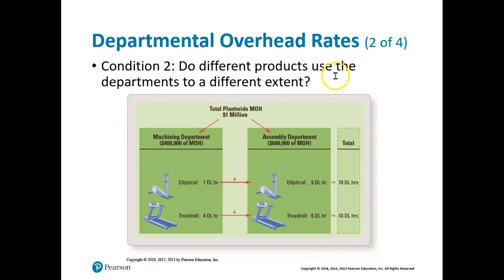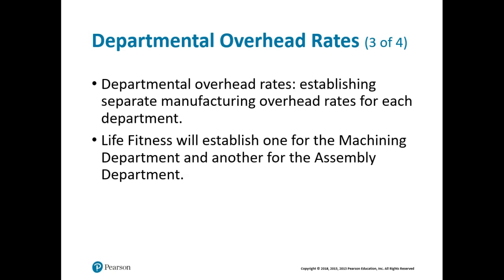So do they use it to a different extent? Yeah, they do. All right, the two departments are different. Okay, we've got 5 direct labor hours here in machining, and over here we've got 15 direct labor hours. So departmental overhead rates establish separate manufacturing overhead rates for each department. So think of it, instead of having one bucket that's just one big blob of overhead, now we've got 2 buckets. One for machining and then one for assembly. Okay, so that's what Life Fitness here is going to do.